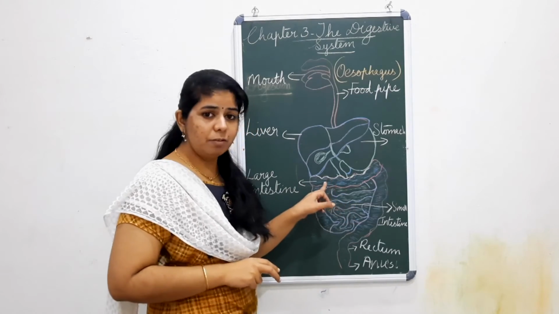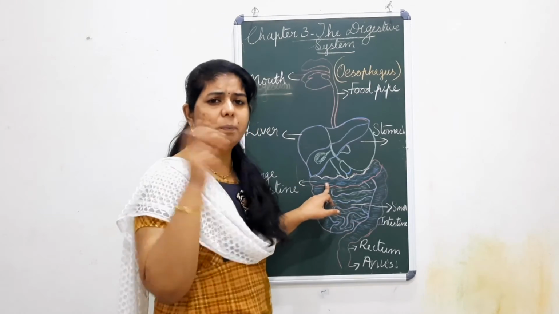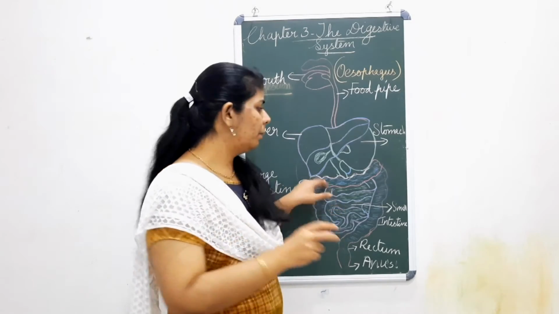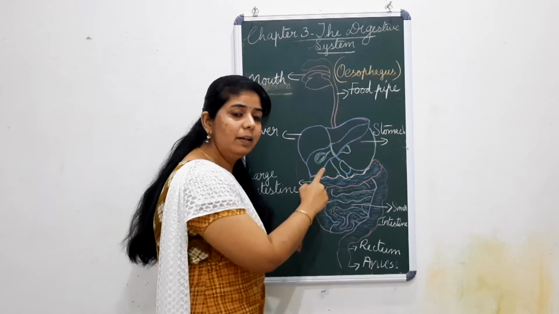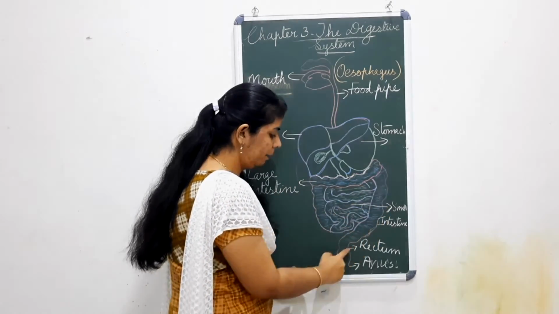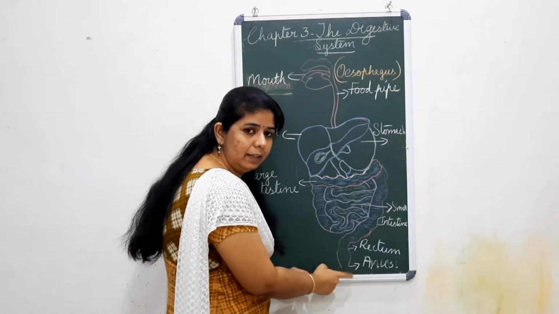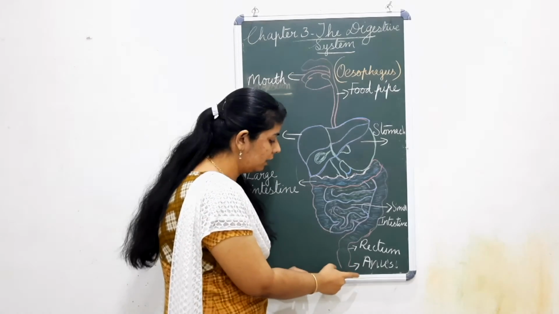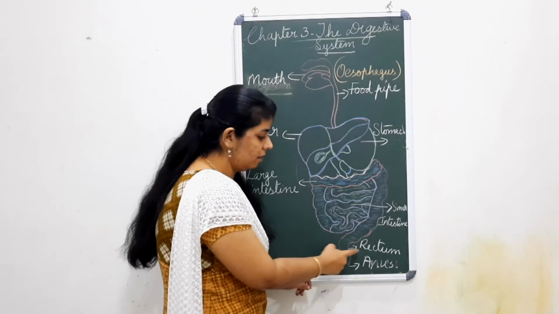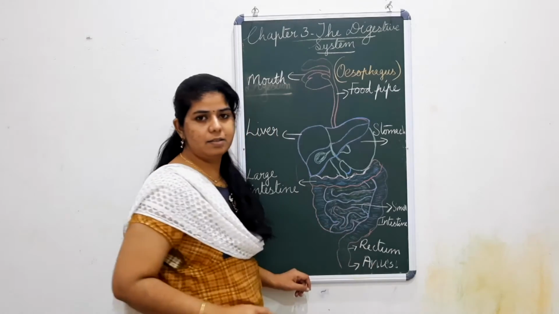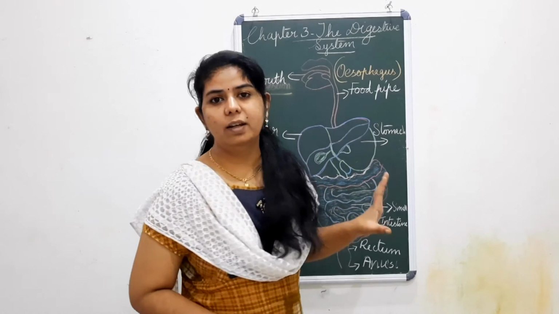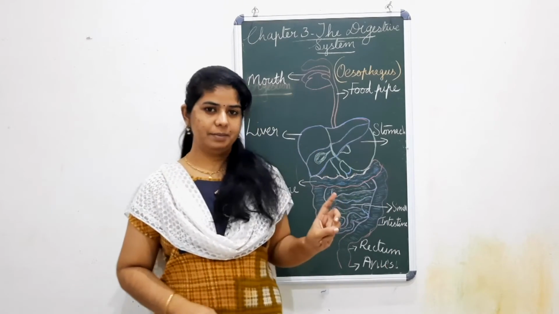Then the waste from the food, the unwanted waste which will not break into smaller particles, will be absorbed by the large intestine, and it is given out through the opening at the end of it. The end of the large intestine is called the anus. And the last part of the large intestine is the rectum, then the anus. Got it? So these are the organs included in the digestive system.